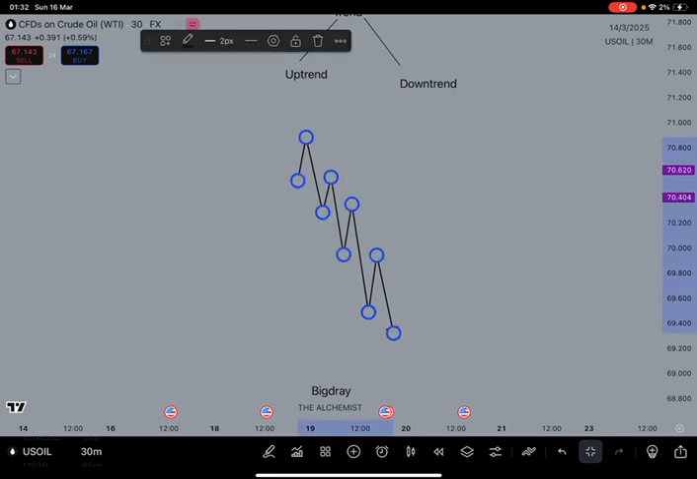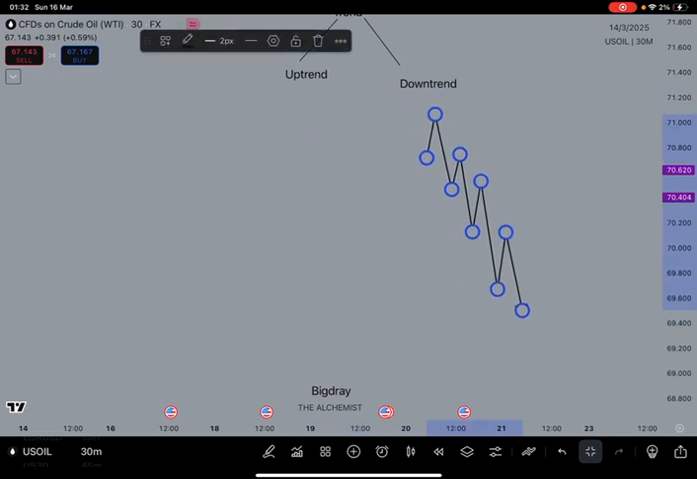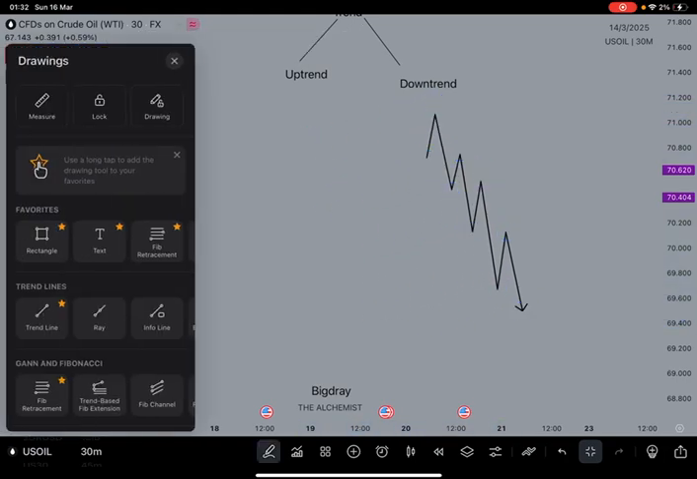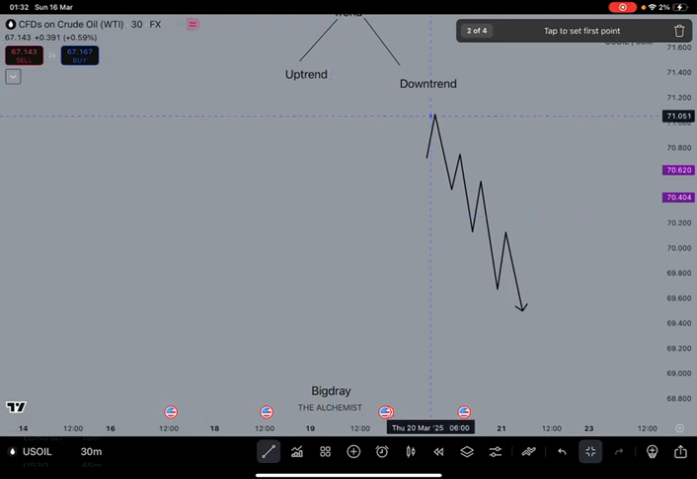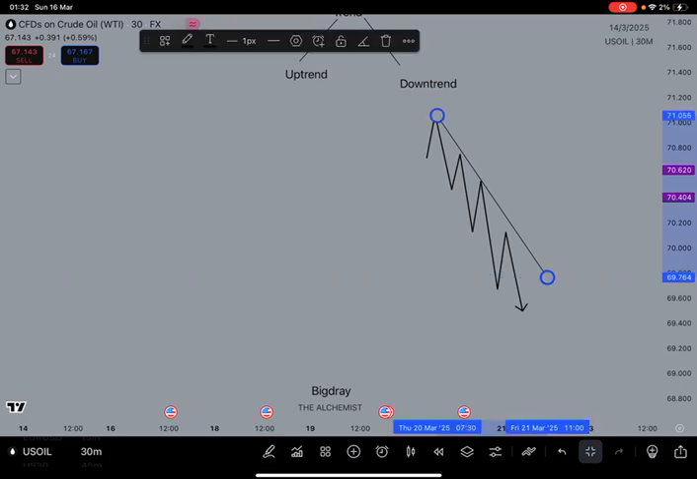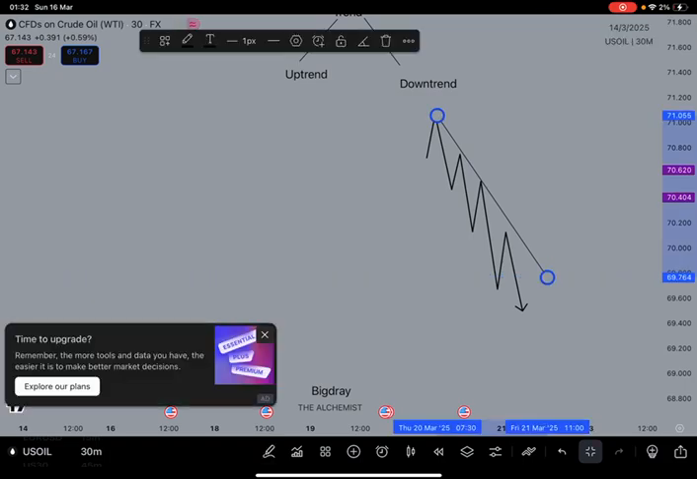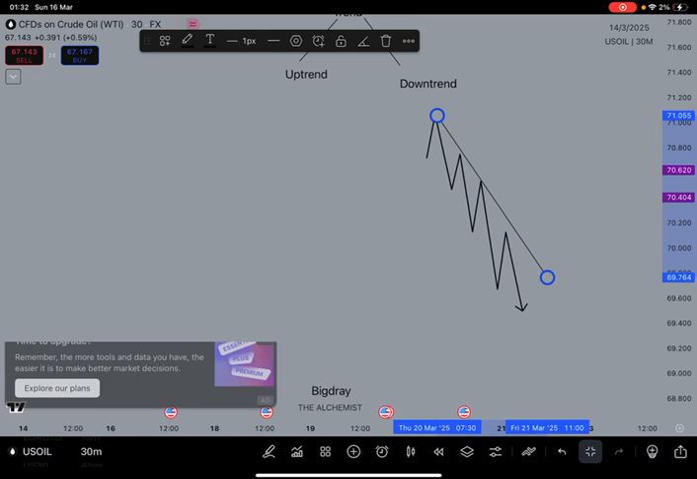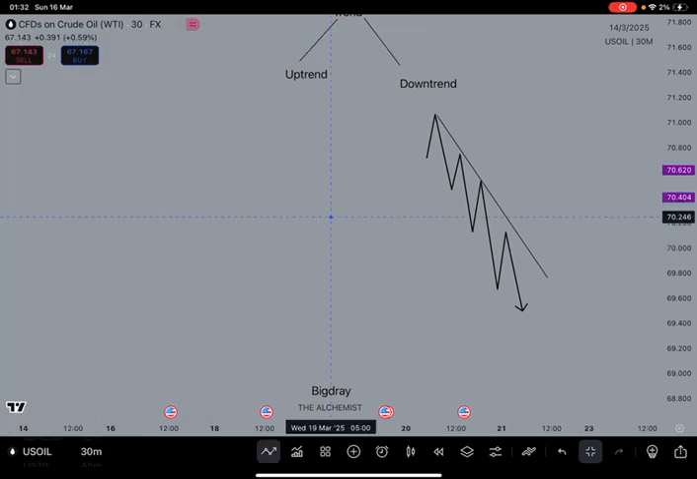Now, this is a downtrend. Why? Because the market is selling from here. You can see this is a downtrend, and uptrend vice versa. You have something like this.